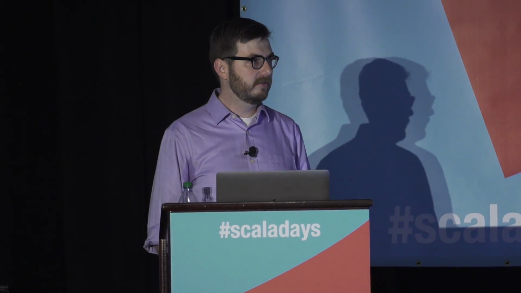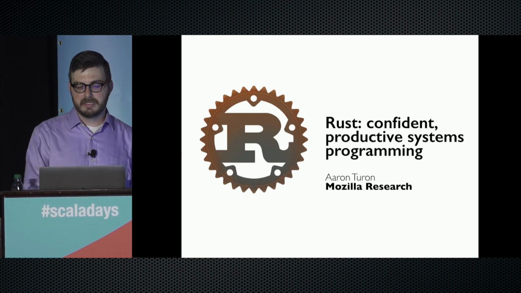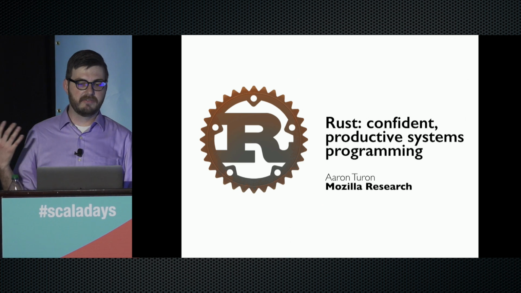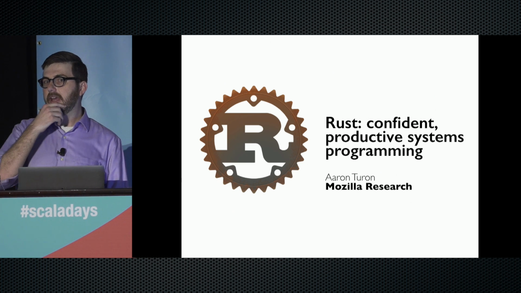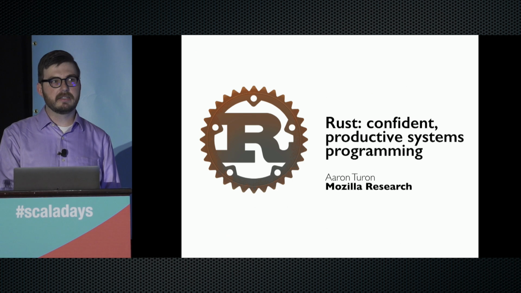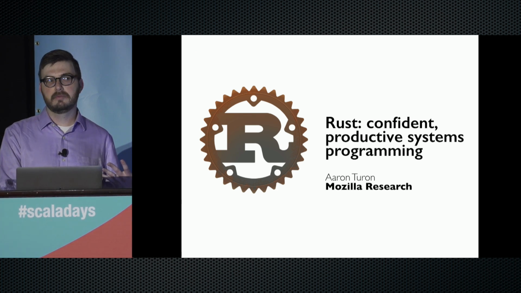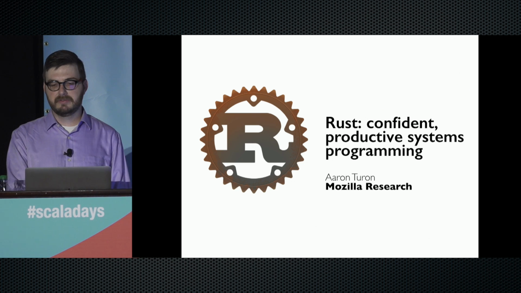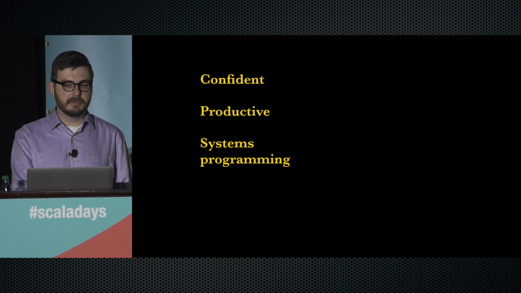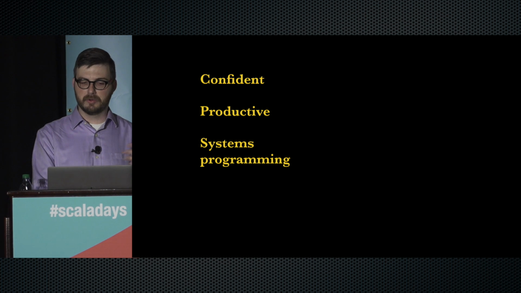But I'm going to start from the beginning in this talk, telling you a little bit about what Rust is about and why you, as a Scala programmer, might care about it. I titled this talk, Rust, Confident Productive Systems Programming. And I want to start by breaking down each piece of that as a way of explaining what Rust's mission in life is. So I'm going to start from the end and work backwards.